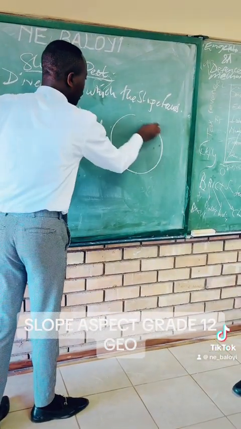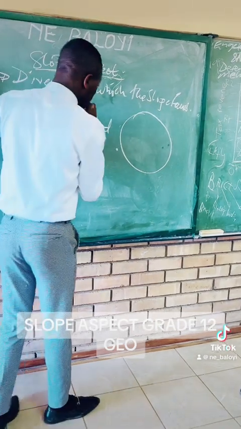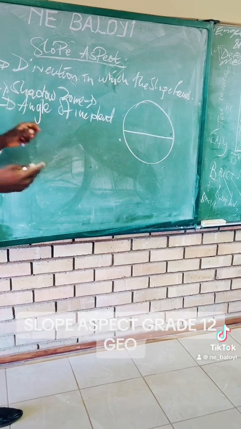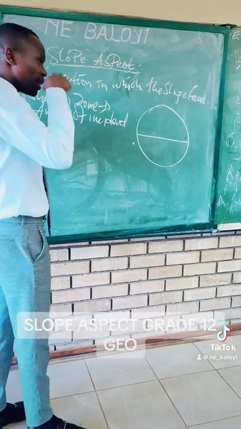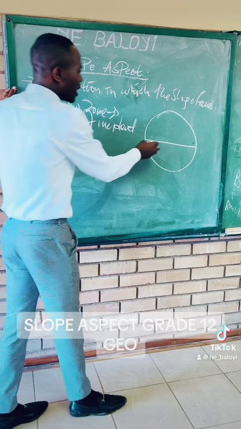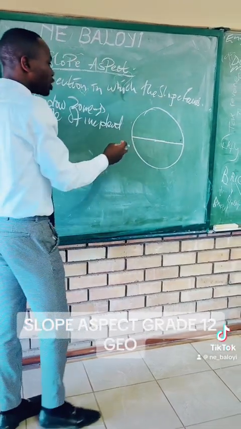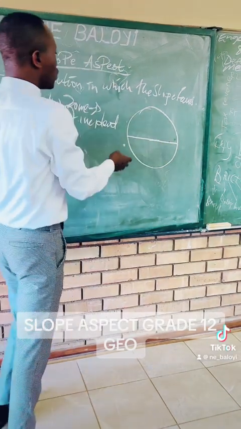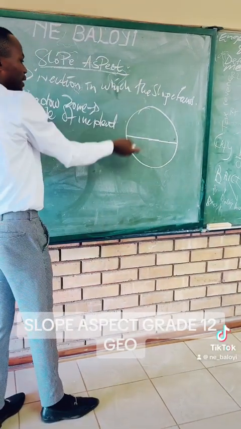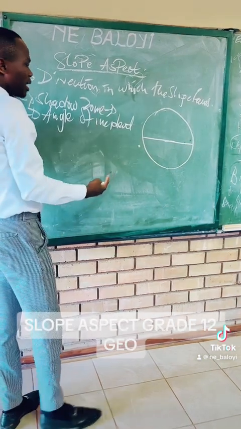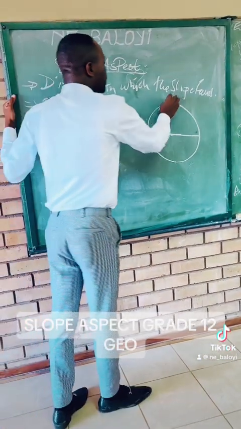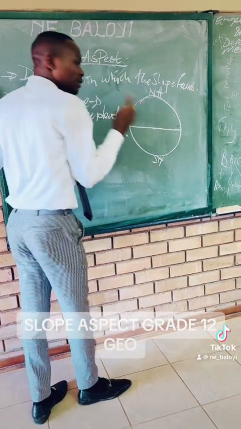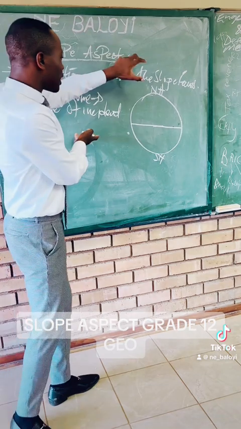Follow me. This is the globe, and there is a line that divides the globe into two shapes, and that is the equator. Remember, it's very hot at the equator because the sun is overhead. After the equator, we have the two halves of the sphere. The first one is the northern hemisphere, and the second one is the southern hemisphere. So let's focus on the northern hemisphere.